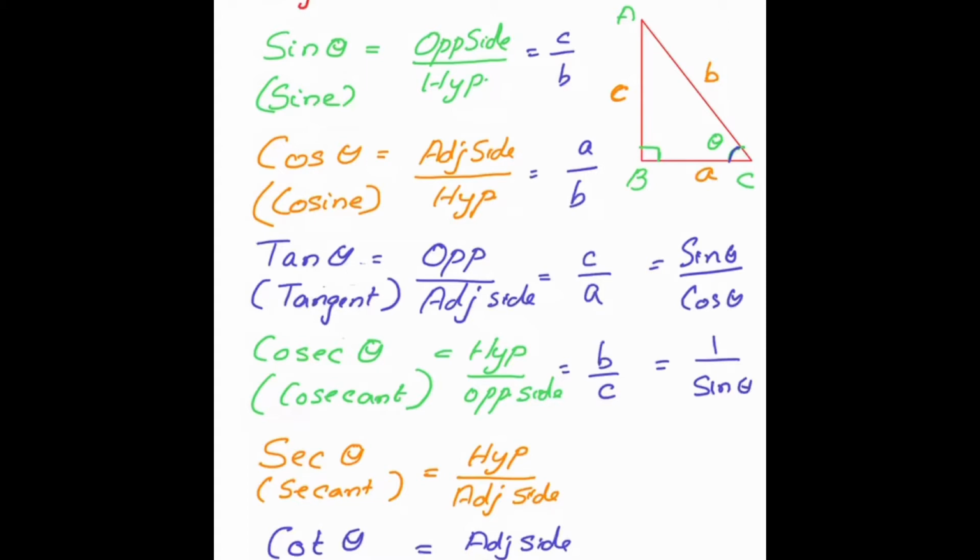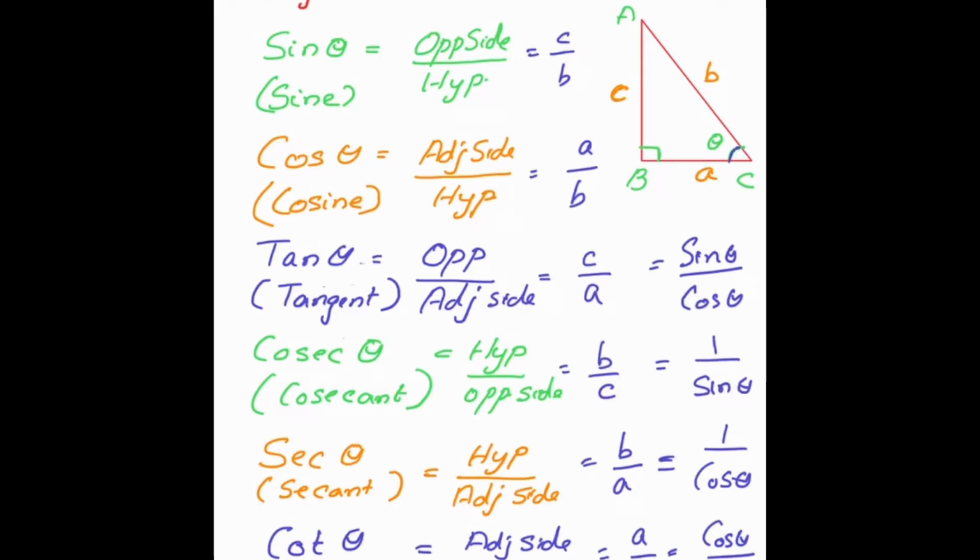And secant theta is hypotenuse by adjacent side. So it is the reciprocal: hypotenuse is B, adjacent side is A. This is the reciprocal of cos theta, so 1 by cos theta. And cot theta is equal to adjacent side by opposite side. Here it is A by C. Tan theta and cot theta are reciprocal of each other, so cot theta is cos theta by sin theta.